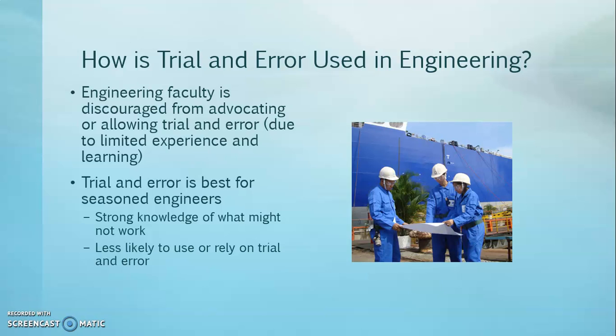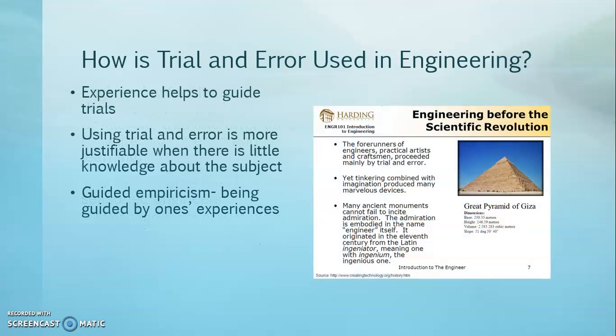They have a stronger knowledge of what might not work, which could cut down on how tedious, expensive, and time-consuming trial and error would be. But because they're seasoned, they're also less likely to use trial and error or rely on it. Experience helps to guide trials, and using trial and error is a little more justifiable when there is a little knowledge about the subject. But the main point of trial and error is that you aren't using a lot of knowledge, you're just trialing things and making mistakes and trying them again.